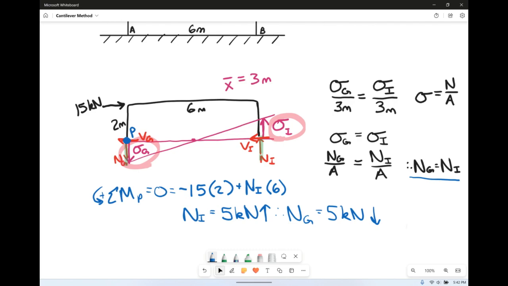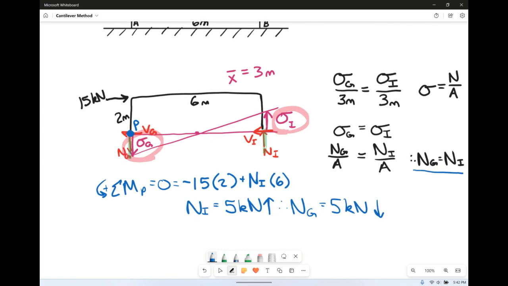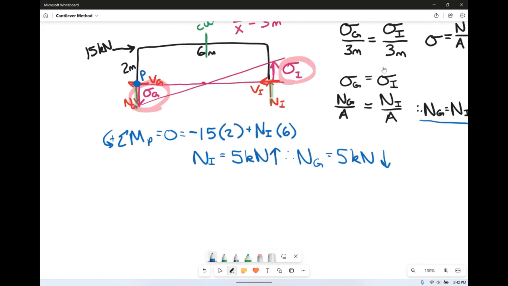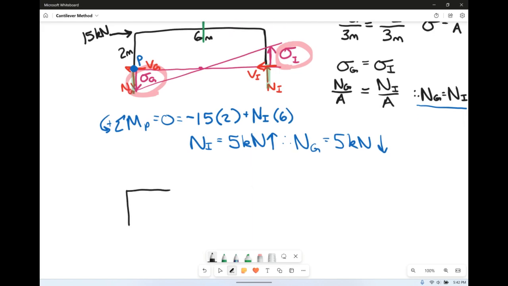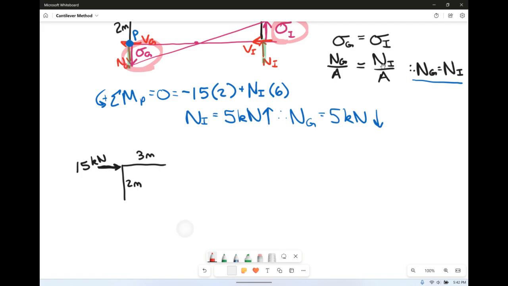Now that we've found these, we can actually make another cut. So remember that at the center here, there is 0 moments. We're going to make a cut again right there, and we're going to isolate the left side. So on the left, again, we're going to have 3 meters over and 2 meters down. We have our point load of 15 kilonewtons. We just found normal of G going down, 5 kilonewtons.